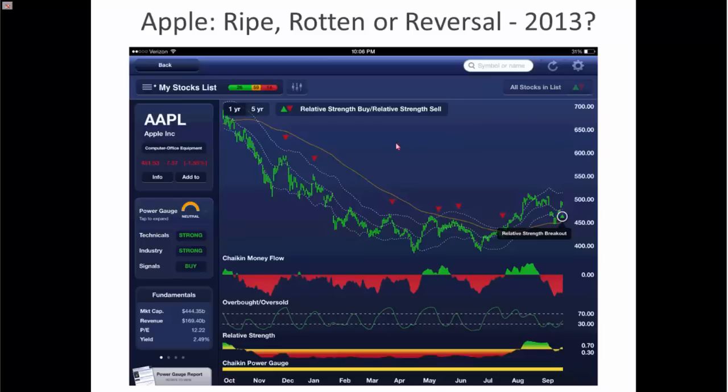So let's look at some examples of signals in action. Here's Apple. We already saw that it reversed to the upside back in October of '13 into '14. But from a high of 700 on the pre-split stock, the Power Gauge went neutral, didn't go bearish, but look at the relative strength and the money flow. Powerful negative factors. And every time the stock rallied above its 21-day average and then dropped below, because the relative strength was red and not green, it triggered a relative strength sell signal. So if you were still long Apple, great spot to get out.